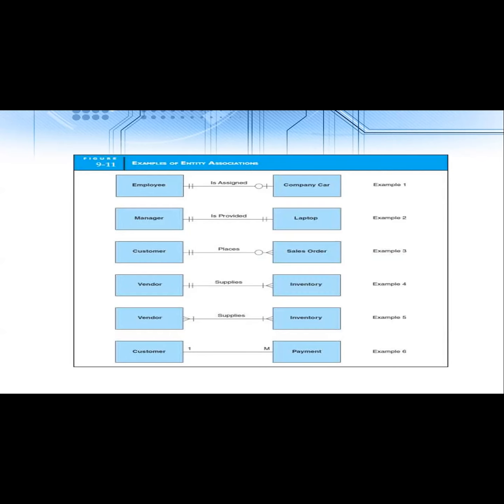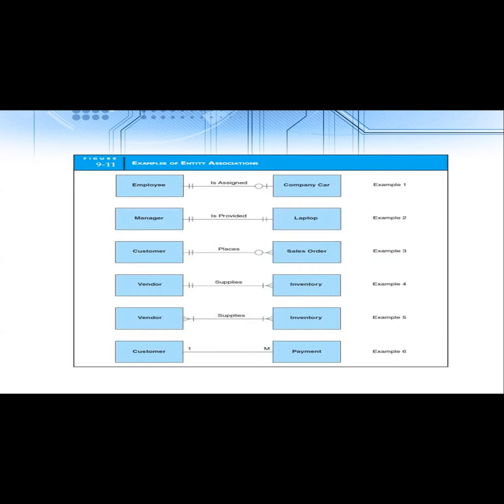Example 4 presents a situation in which each specific item of inventory is supplied by one and only one vendor, and each vendor supplies one or many different inventory items to the company. Contrast this association with a similar situation in Example 5, using the vendor and inventory entities again.